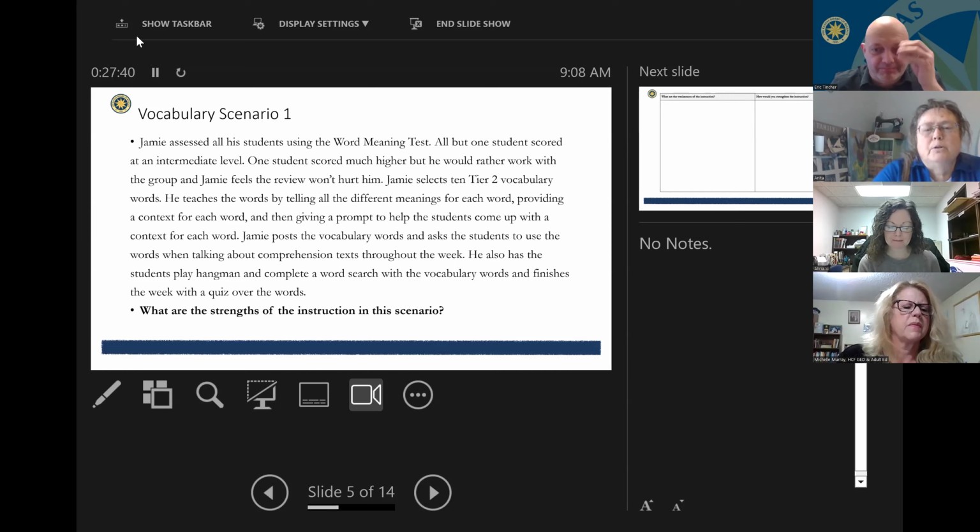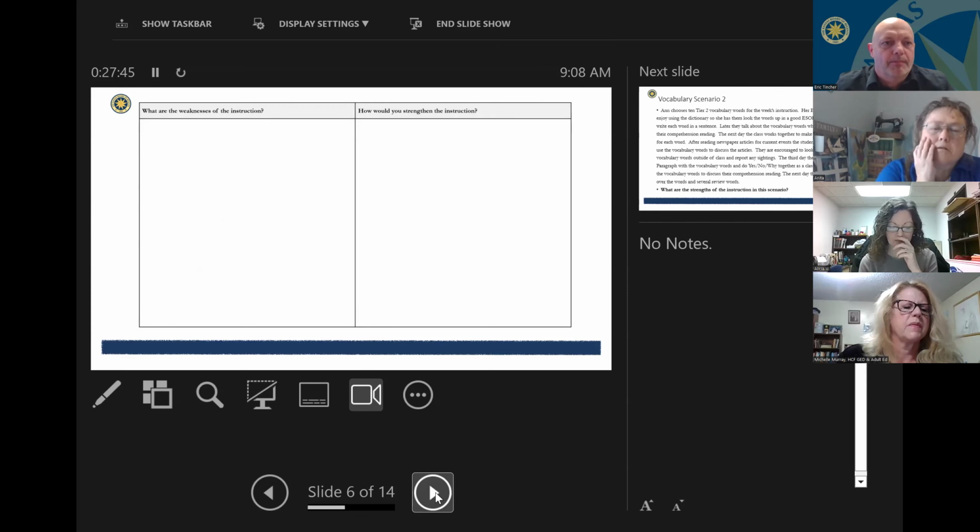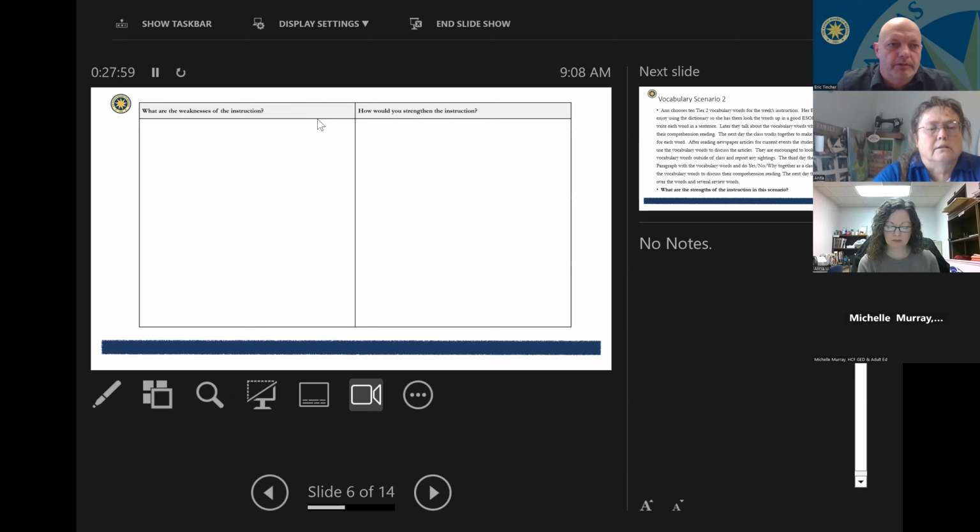And you can go ahead and pull up that next slide if you could. So what does everyone think are the weakness of this instruction? The multiple definition situation. What do you mean? It says that he tells all the different meanings for each word, which you can do, but I think that first you should make it clear, a common definition like you were saying. Yes, that's very good.